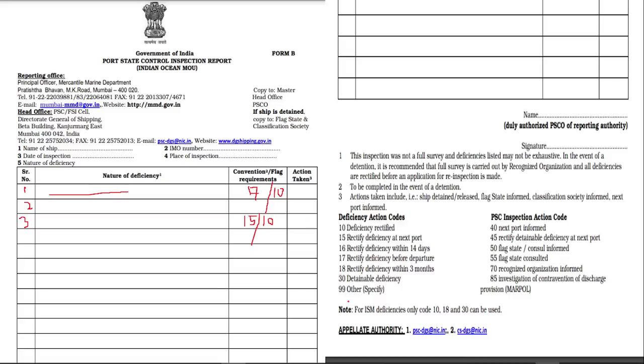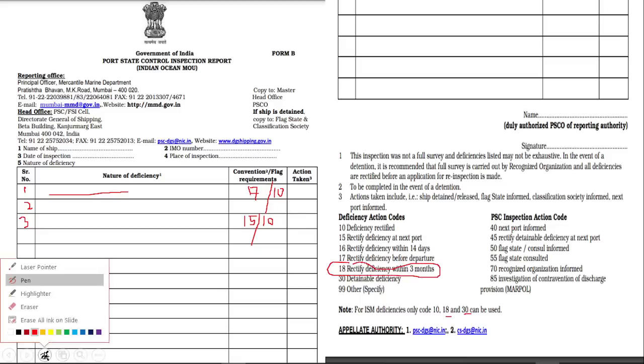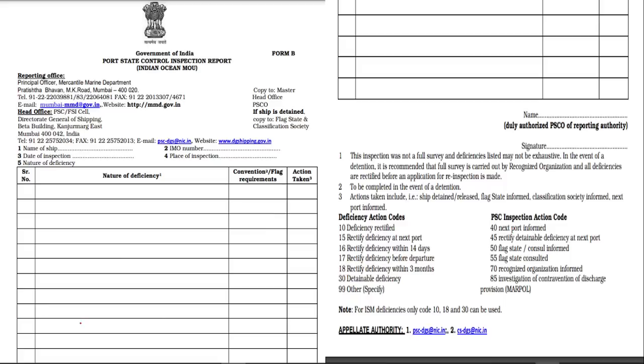Now for ISM related deficiencies, the codes given are basically 18 and 30. Basically if you have an ISM deficiency, then sometimes they will give you a code 18, in which they will give a time period of 3 months, and within this 3-month period you need to rectify, and after that you have to carry out the inspection again.